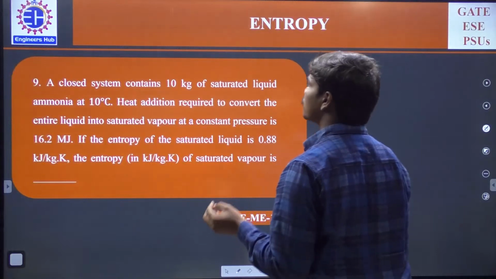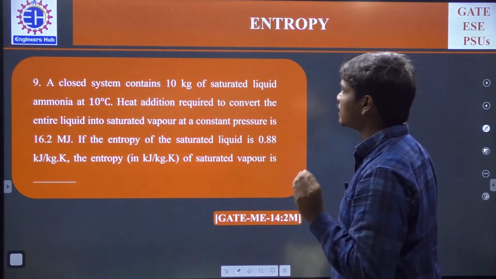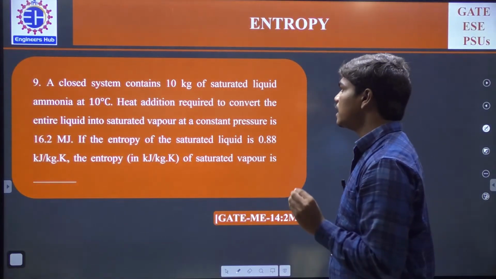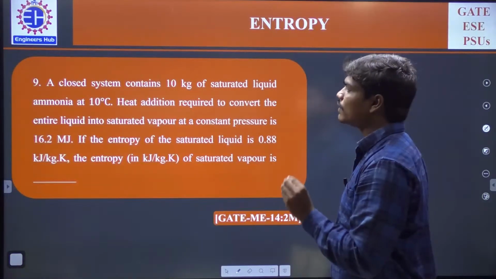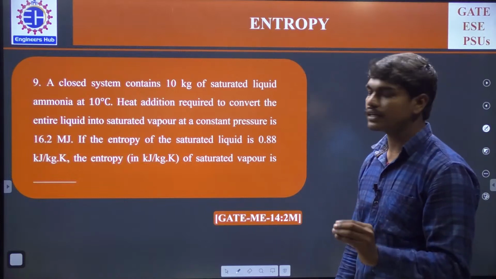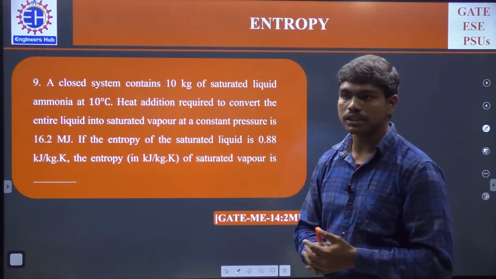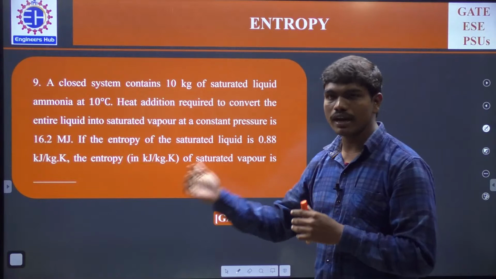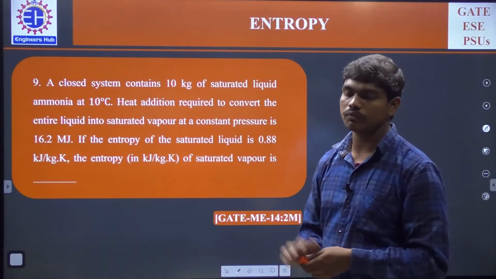A closed system contains 10 kg of saturated liquid ammonia at 10 degrees centigrade. Heat addition is required to convert the entire liquid into saturated vapor. For the time being, I won't talk about saturated liquid and saturated vapor, because we are going to discuss this well in the next lesson, called properties of pure substances.